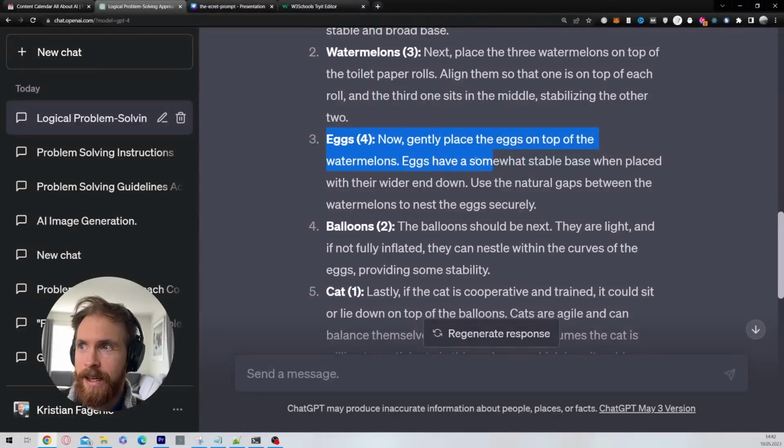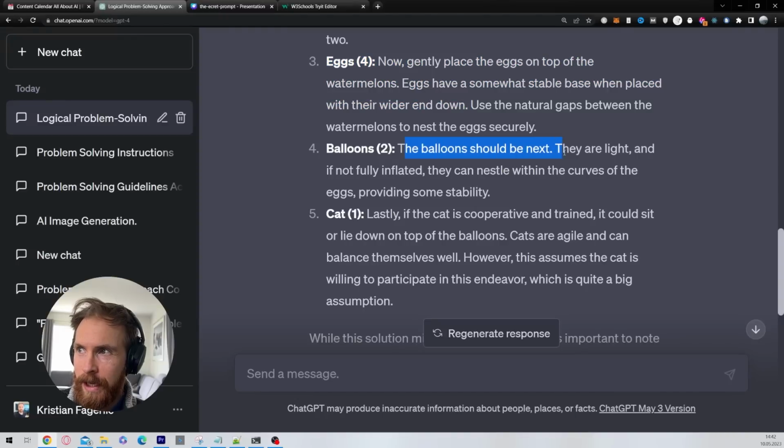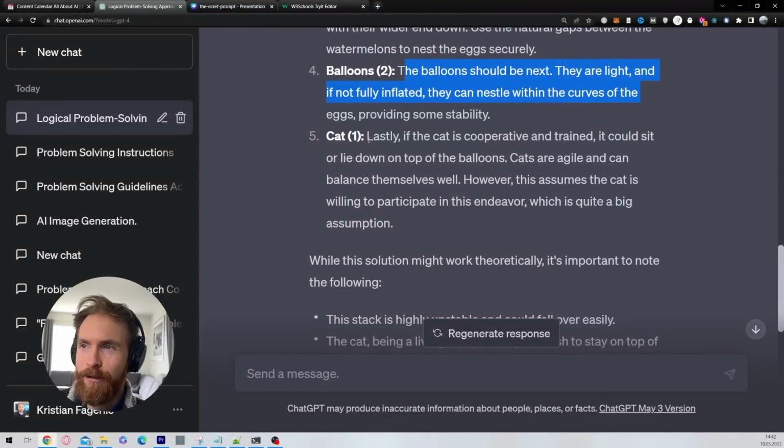Now gently place eggs on top of the watermelons. Eggs have a somewhat stable base when placed with their wider end down, okay. Balloons should be next. They are light and not fully inflated. They can be nestled within the curves of the eggs. And finally, this was a good one. Lastly, if the cat is cooperative and trained, it could sit or lie down on top of the balloons. Cats are agile and can balance themselves well. However, this assumes that the cat is willing to participate in this endeavor, which is quite a big assumption.